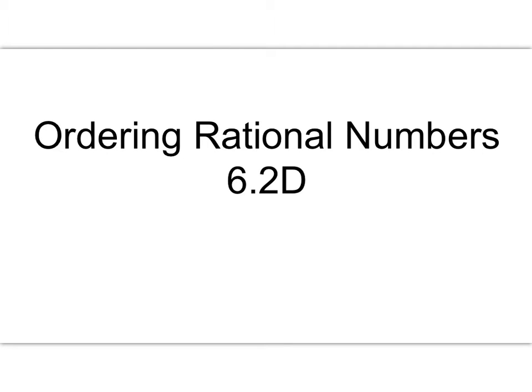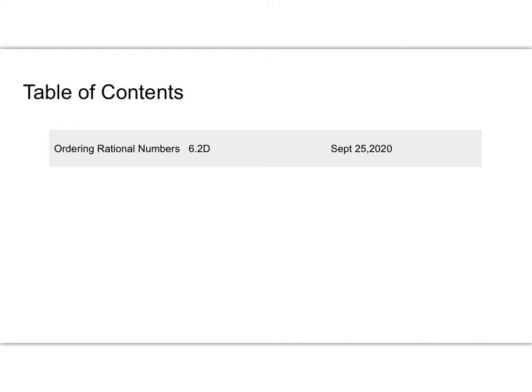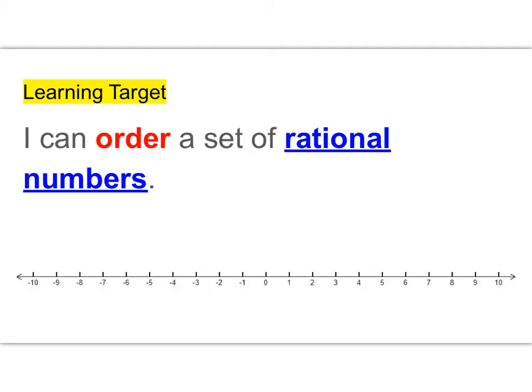Hi boys and girls, today we're going to talk about ordering rational numbers 6.2D. The materials you'll need are your math journal and pencil. In your table of contents you're going to record ordering rational numbers 6.2D. Today's date is September 25th, 2020. Our learning target is I can order a set of rational numbers.